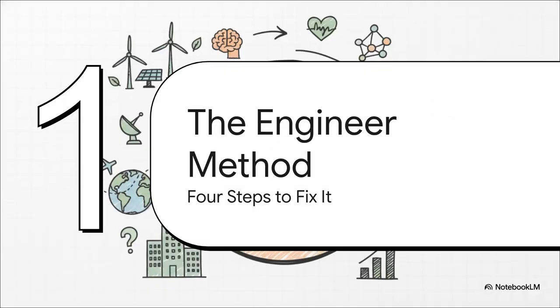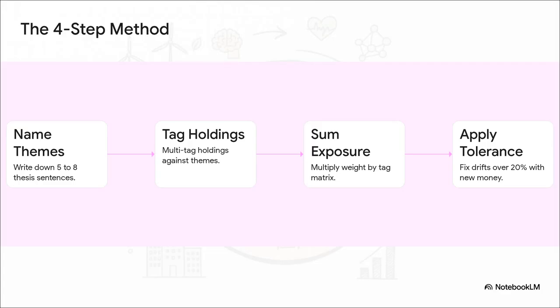The 4-step engineer method. Here is the method to actually fix this. It's 4 steps. Step 1. Name your themes. Literally write them down. Finding about 5 to 8 themes is usually the sweet spot. Each one needs to be a concrete thesis sentence. Something like AI compute capex grows another 40% over 5 years. Or geopolitical tension stays elevated through this decade. Or maybe the inflation regime is structurally different now. Look, if you can't write the sentence, the theme isn't real and you don't get to tag holdings against it.